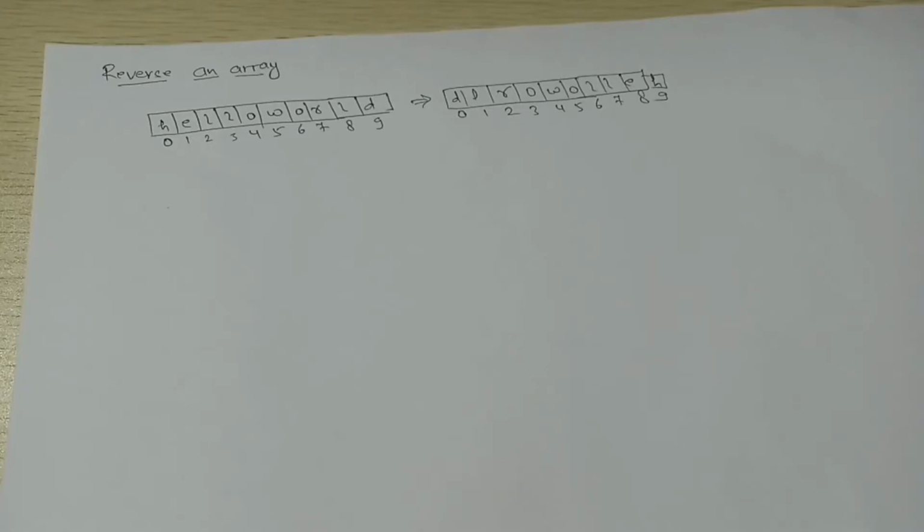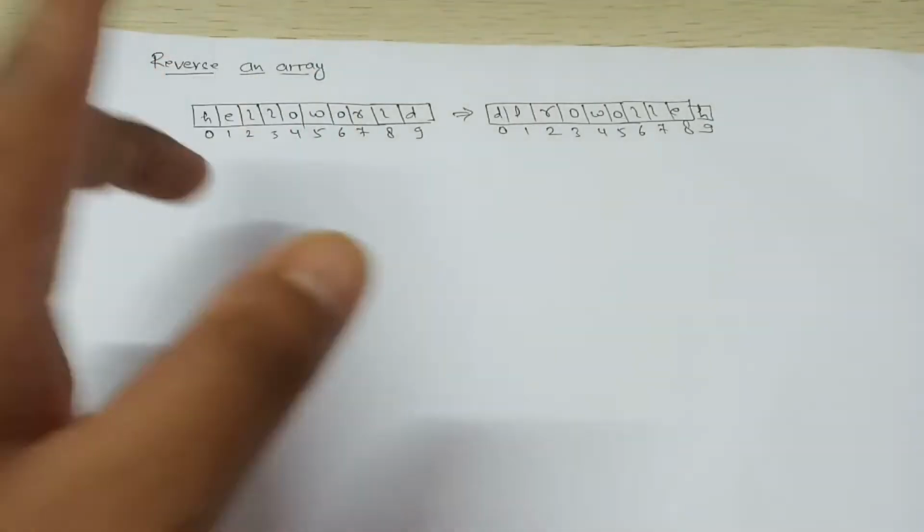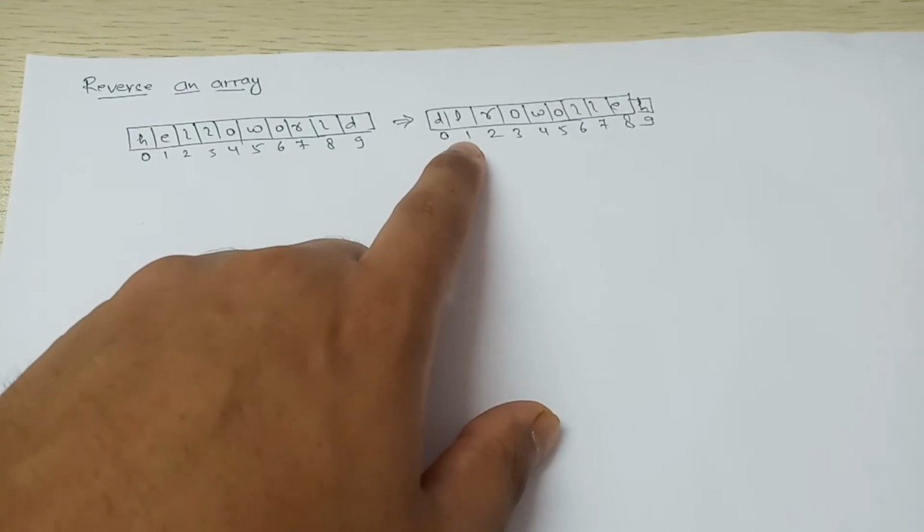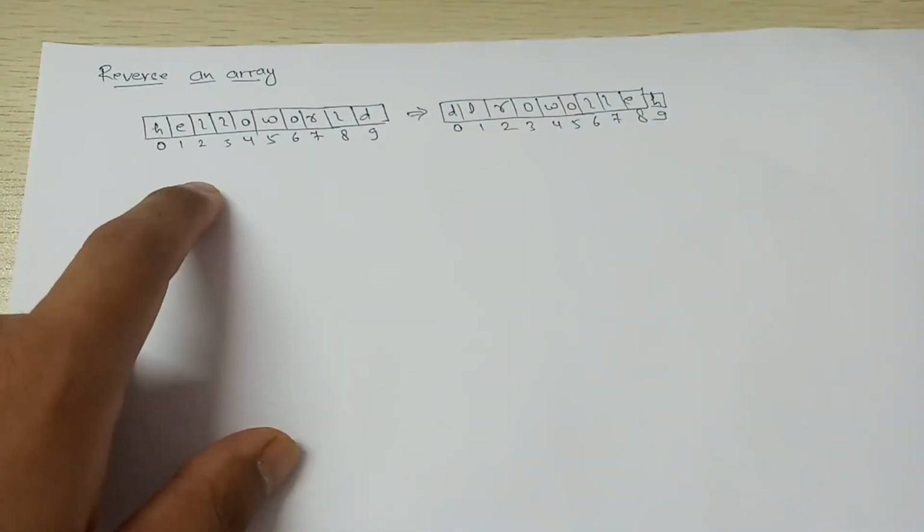Hello everyone, in this video let's solve a very basic problem of coding, which is reverse an array. An array is given to you and you have to reverse this array, so the resultant array would look like this. Now the thing is you have to do it in place.